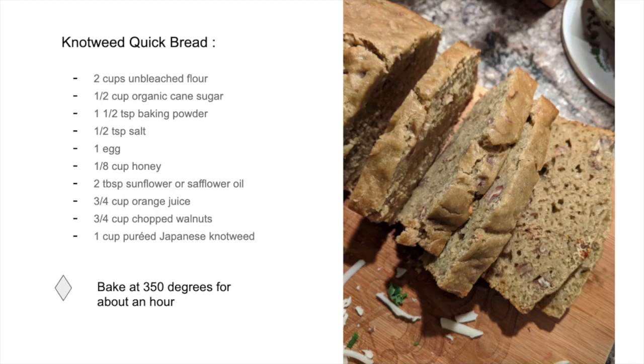This is the bread that I made with knotweed, and it uses the puree in it, so similar to banana bread. You can make cakes with knotweed. This one forager chef has lovely recipes that I have not tried yet, but there's knotweed sorbets and fruit leather, all kinds of things. So that's in the resource section, and I invite you to check that out.